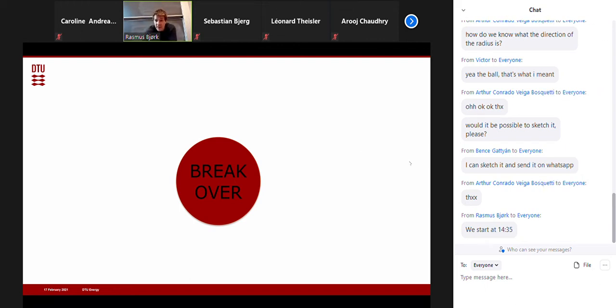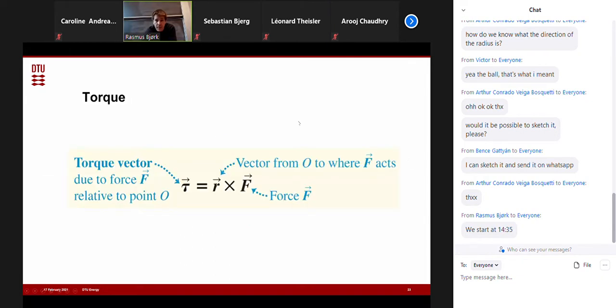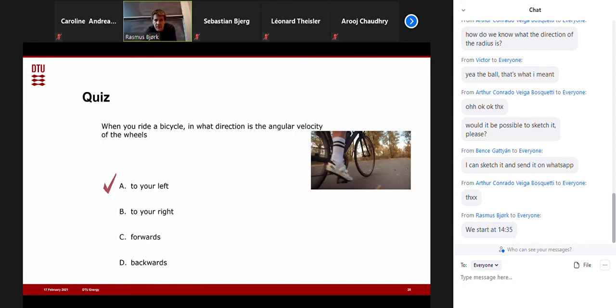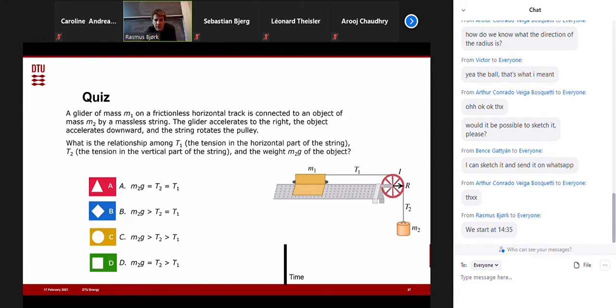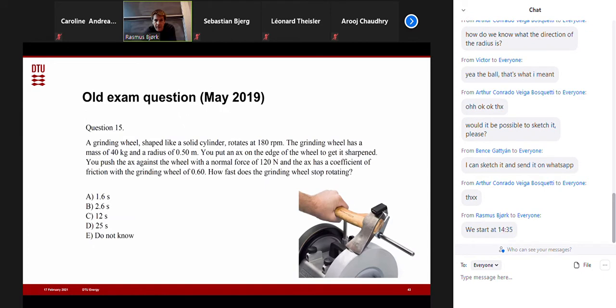So let me make sure I can operate Rasmus's computer here. There we are. This is more of Rasmus's work, and more and more.